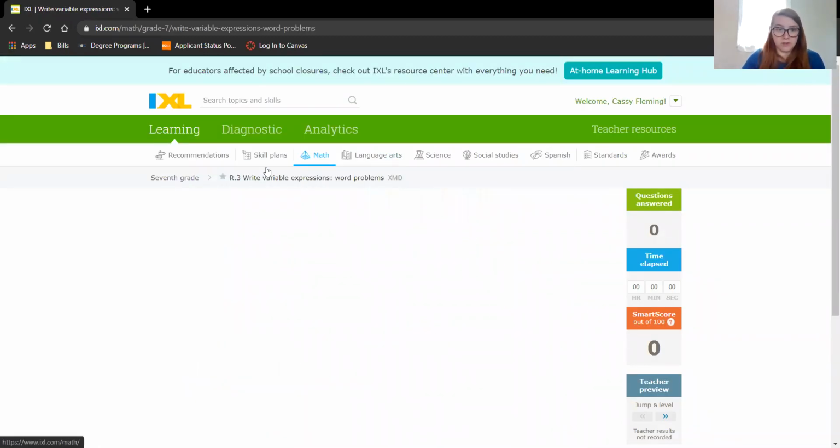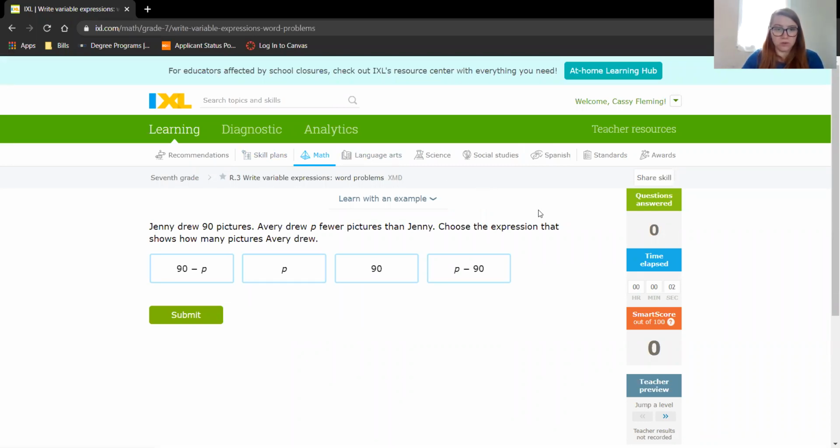So in R3, you are writing variable expressions with word problems. It says Jenny drew 90 pictures, Avery drew P fewer pictures than Jenny. Choose the expression that shows how many pictures Avery drew. So we know Jenny drew 90 and Avery's was fewer, which means less. So they're going to need subtraction. That doesn't have subtraction, that doesn't have subtraction. The P is less than the 90, so we can't take 90 away from P, so that leaves us with 90 minus P is our answer.